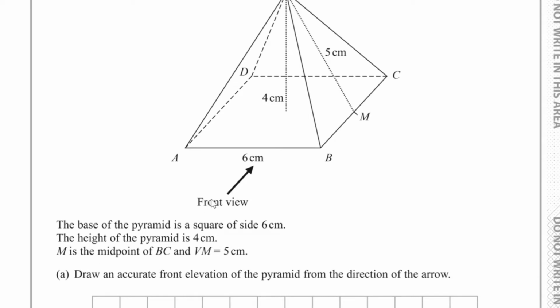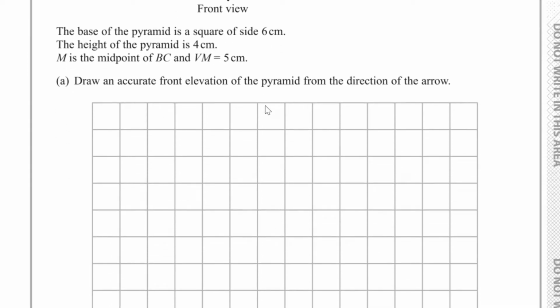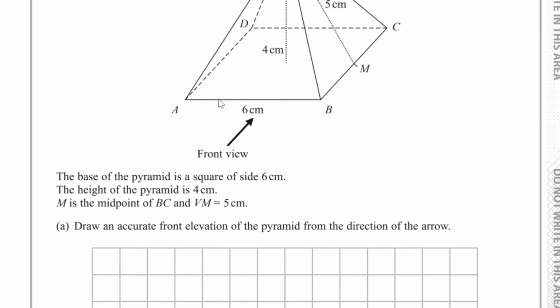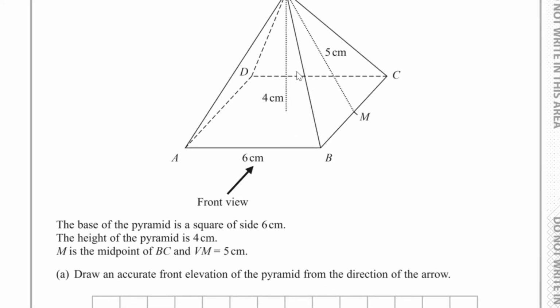Well, we are looking at the shape from the front view, and what we will see is a triangle with the base of 6 and the height of 4. So let's draw that. We have our triangle with a base of 6, and we have a height of 4.